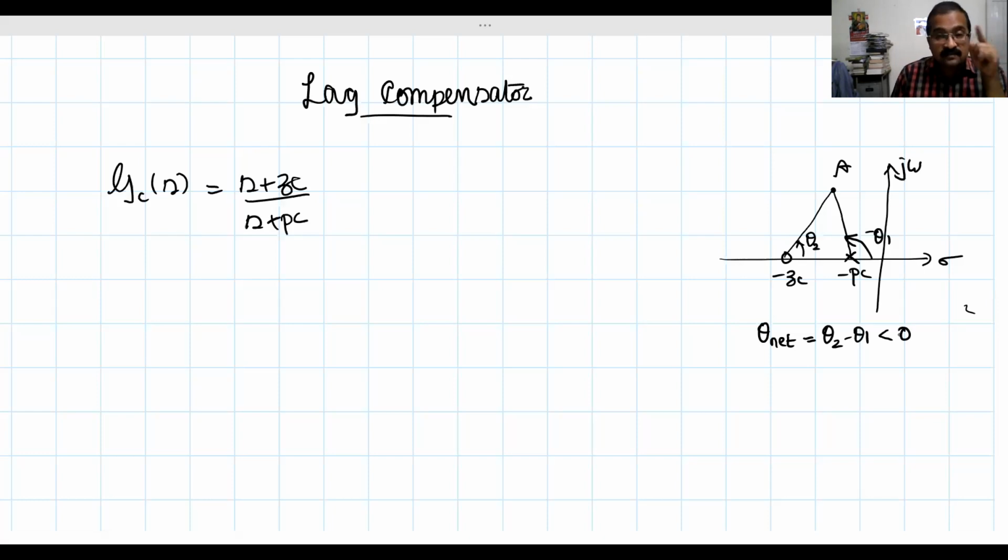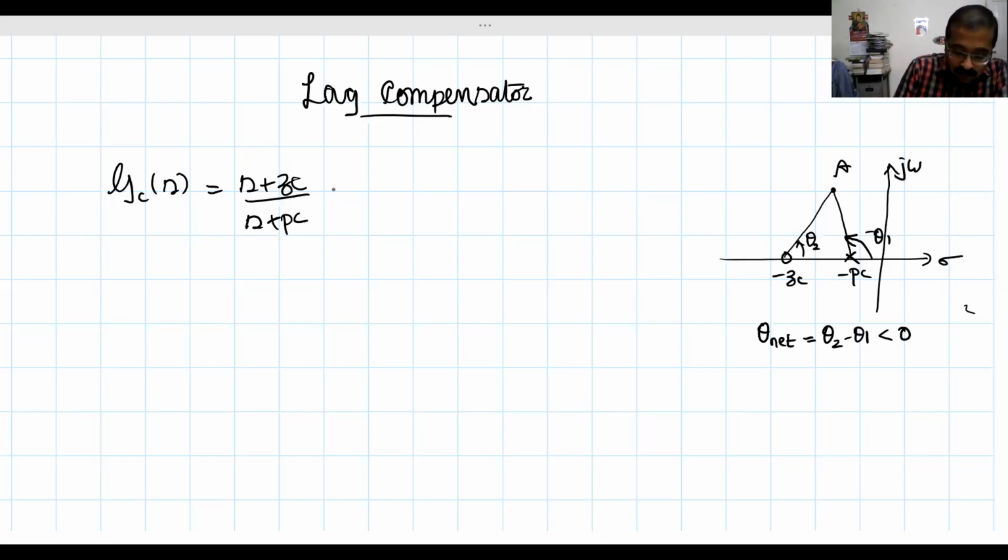So it is necessary that for a lag compensator, the compensator 0 must be to the left side of the compensator pole. What happens if you interchange the position of PC and ZC? It becomes a lead compensator, because it will be giving a positive angle or leading angle at any point. So this is the configuration required for a lag compensator: a pole close to the origin of the S-plane and a 0 to the left side of the compensator pole.